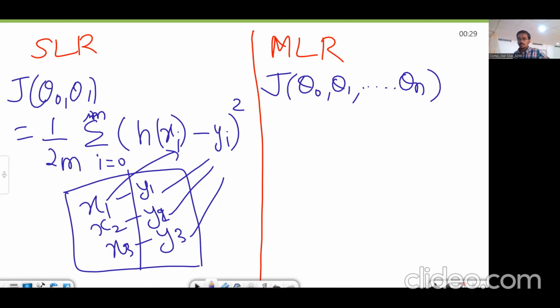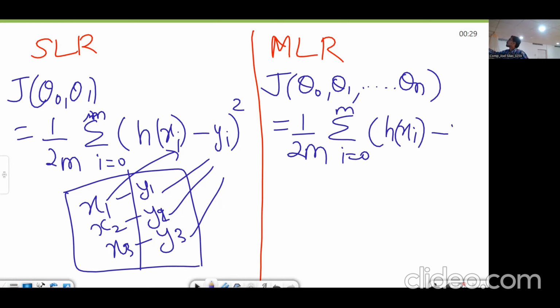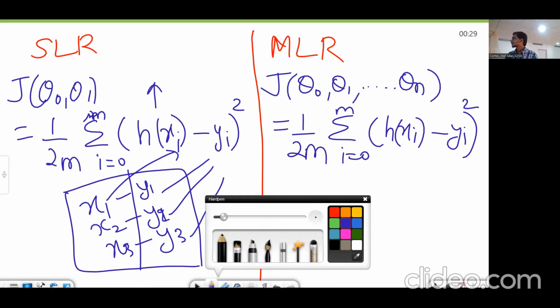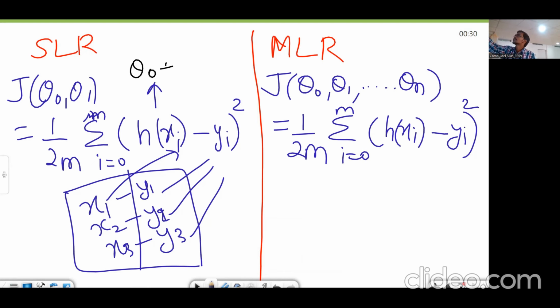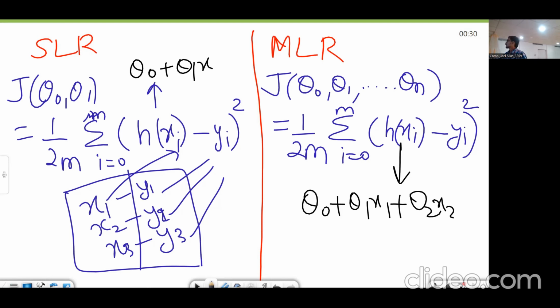Hence, if we compare, the cost function of multiple linear regression will also have the same formula. But here we know that h of x is what? Here h of x is theta 0 plus theta 1 x. And here h of x is nothing but theta 0 plus theta 1 x1 plus theta 2 x2 and so on up to theta n xn. So this is the difference.